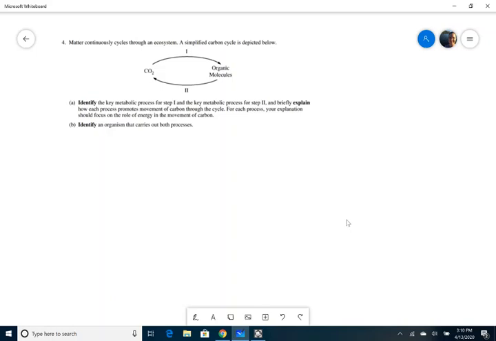Right, this is number 4 from the 2013 exam. I'll read through it. I'll tell you where the points are, and then I will answer it for you.